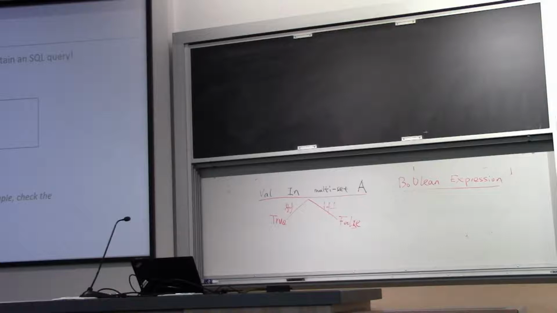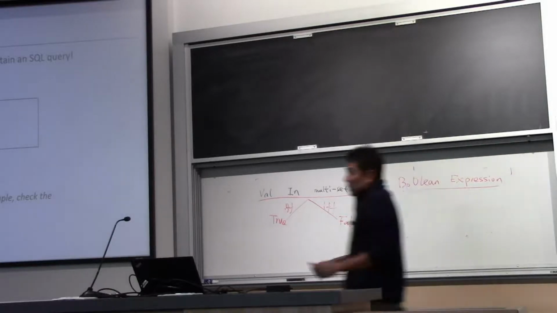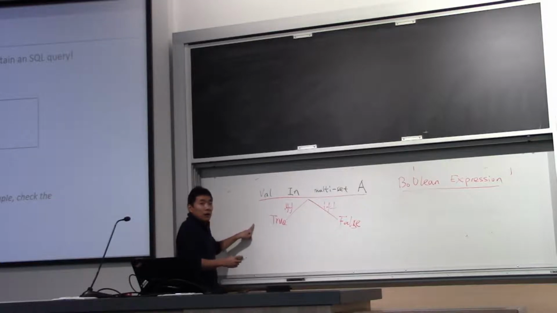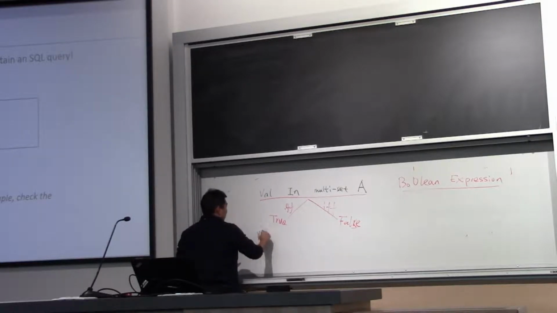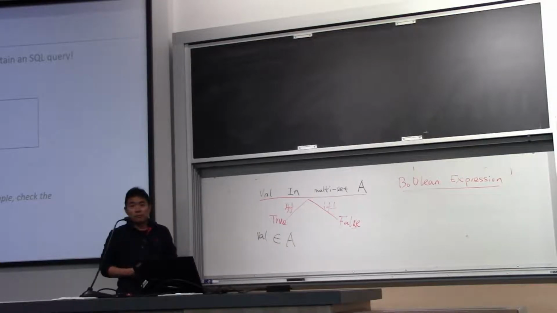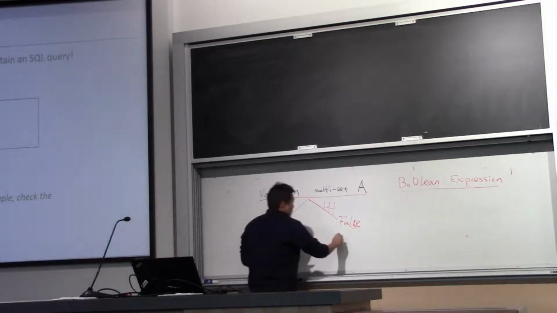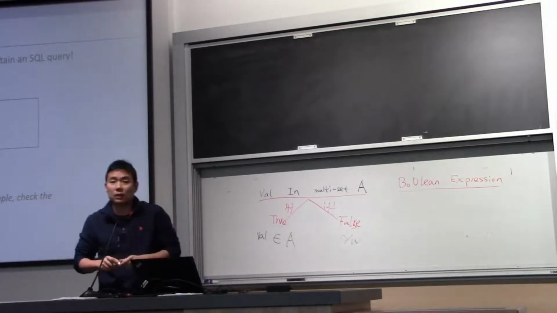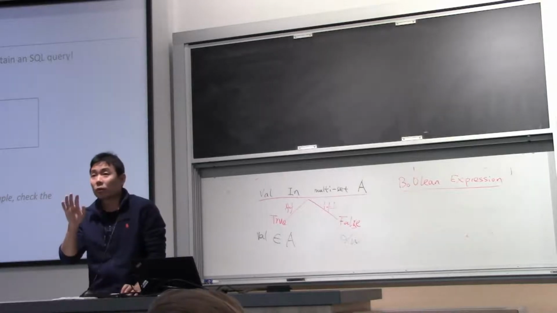So it's an if and only if condition here. It evaluates to true if and only if this value belongs to this market set. It evaluates to false otherwise, meaning the value is not in the market set. Okay? Question on this?